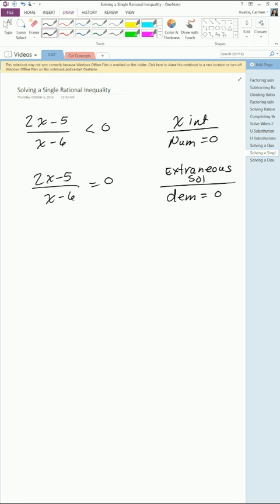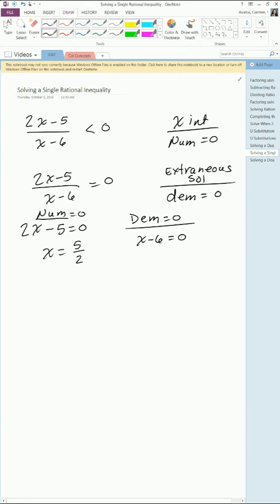So what I do here is I set the numerator equal to 0, and then I solve for it. So I get x is equal to 5 halves. And then I set the denominator, so this is my numerator, and then my denominator, I set that equal to 0, and I get x minus 6 is equal to 0, x is equal to 6. So here, this is the x-intercept, and this here is my extraneous solution.